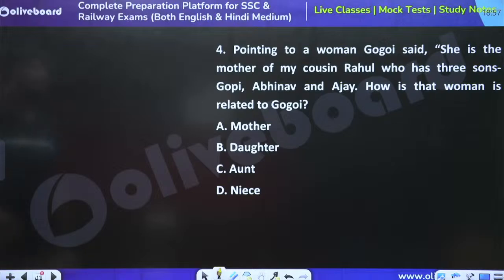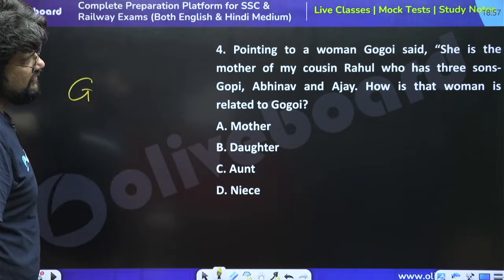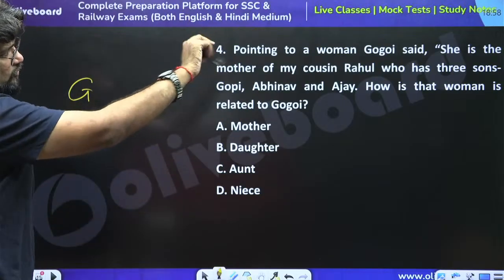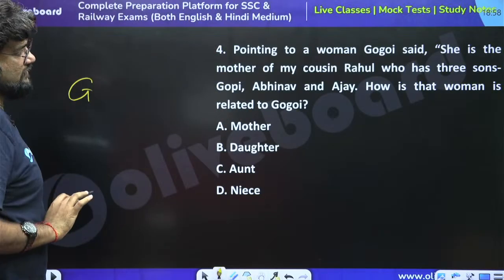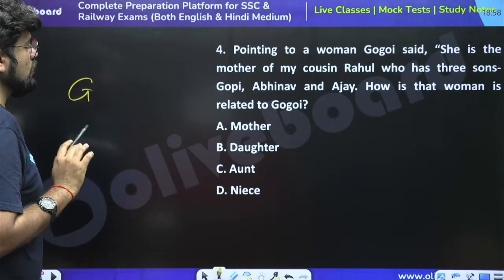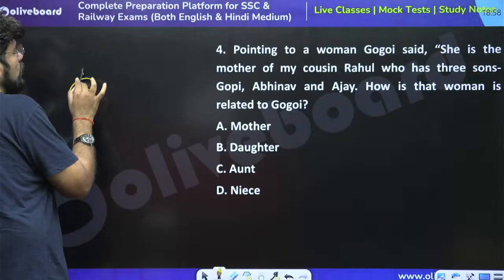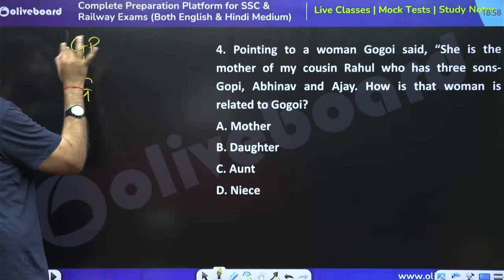Okay. Pointing to a woman, Gogoi said. So Gogoi is the person we start the tree from. She is the woman, okay, not Gogoi. She is the mother of my cousin Rahul, but we can't draw a cousin here. Who has 3 sons, Gopi, Abhinav and Ajay. How is that woman related to Gogoi? So we will have Gogoi's parent here.